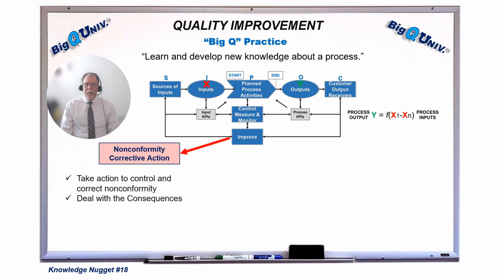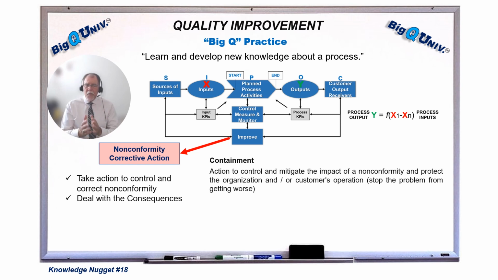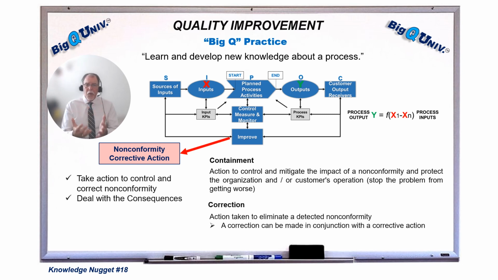Our immediate responsibilities regarding nonconformity corrective action is one, to take action to control and correct the nonconformity, and number two is to deal with the consequences. That means that we have to develop containment. Containment is action to control and mitigate the impact of a nonconformity and protect the organization and or its customers' operation. We've got to stop the problem from getting worse. Next, we have to make corrections. Corrections are actions taken to eliminate the detected nonconformity, and a correction can be made in conjunction with corrective actions.